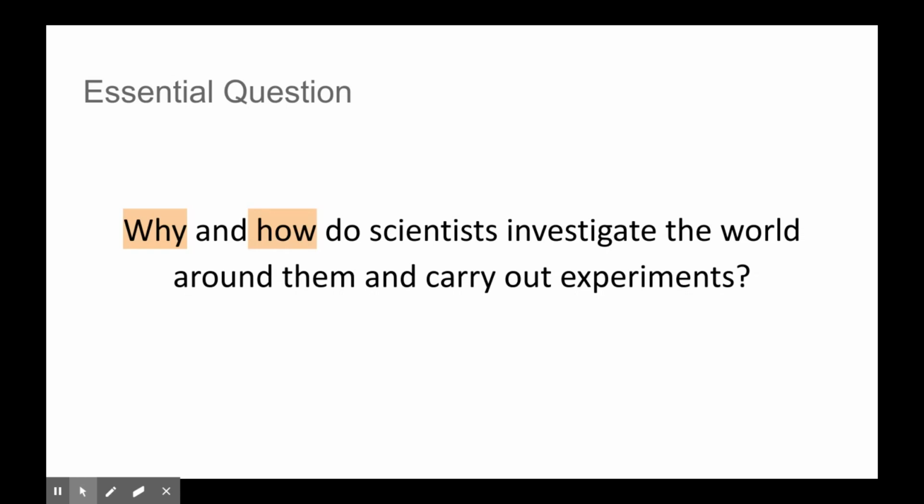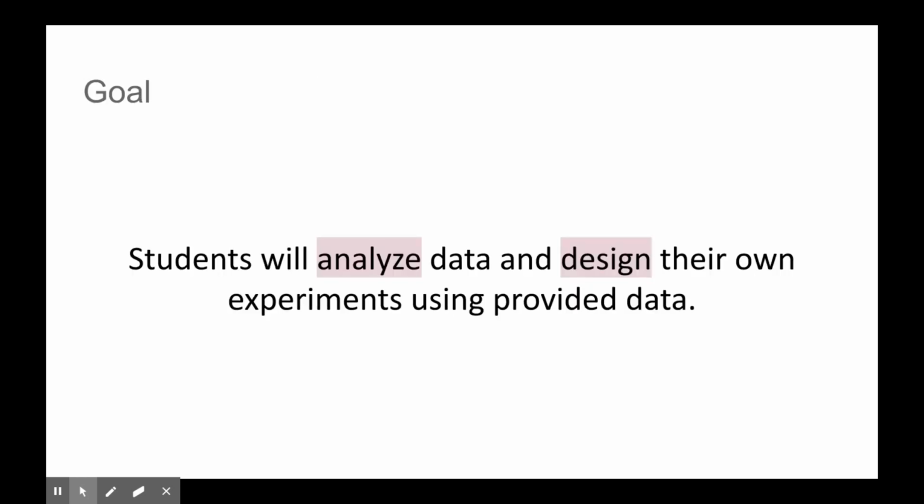Remember, our essential question this unit is why and how do scientists investigate the world around them and carry out experiments? Once we're done with all the tasks, we'll be able to answer this question really well. The goal of this task is to analyze data and design your own experiment using provided data.